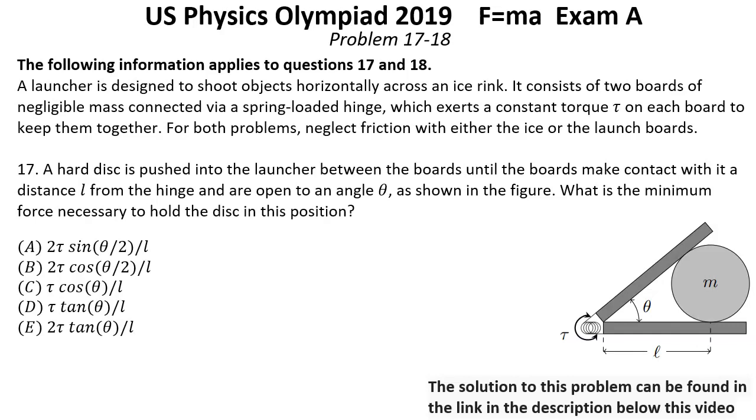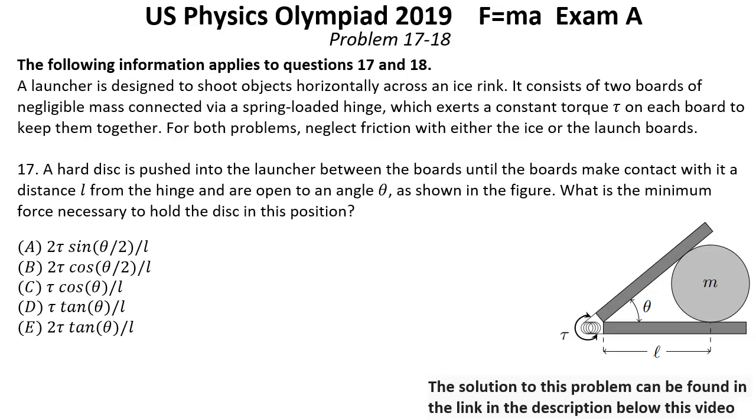Problems number 17 and 18. The following information applies to questions 17 and 18. A launcher is designed to shoot objects horizontally across an ice rink. It consists of two boards of negligible mass connected via a spring-loaded hinge, which exerts a constant torque tau on each board to keep them together. For both problems, neglect friction with either the ice or the launch boards.